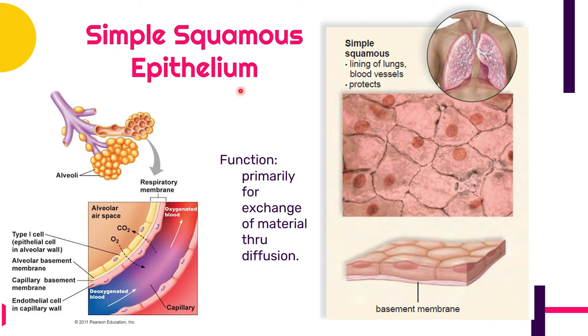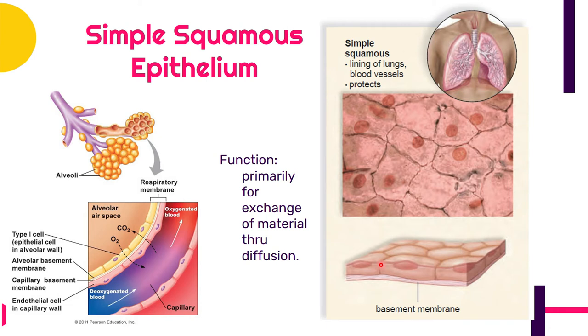This type of epithelial tissue, you can already have an idea of its structure from the name, simple squamous. Simple, meaning this epithelial tissue or epithelium is made up of one cell. And it is squamous because its cell shape is plate-like or flat. Okay? So this epithelial tissue is composed of one layer only. So it is really thin. Okay?